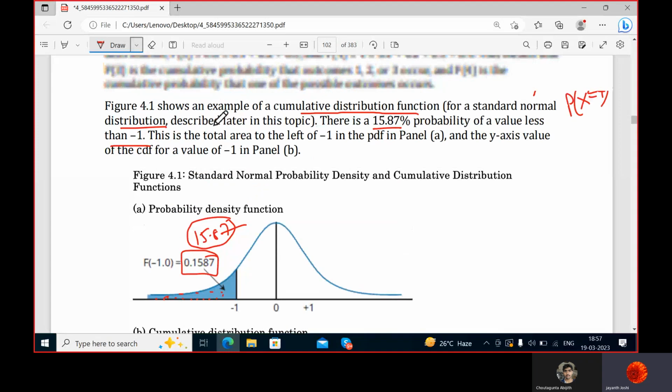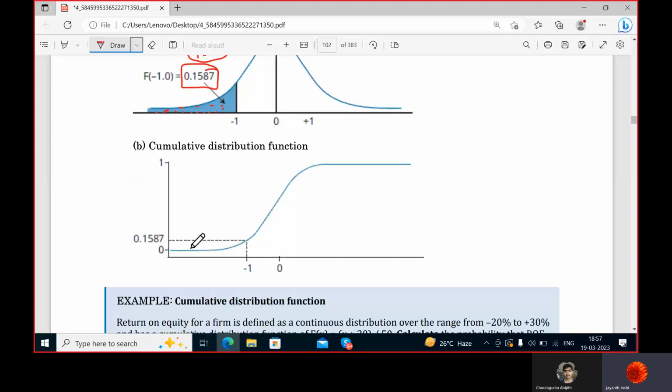And we have to see here that your cumulative distribution function will always be in this way. Why? Because you will have all the probabilities, and the sum of the probabilities should be equal to 1. So it will come here and it will become flatter. Understood?